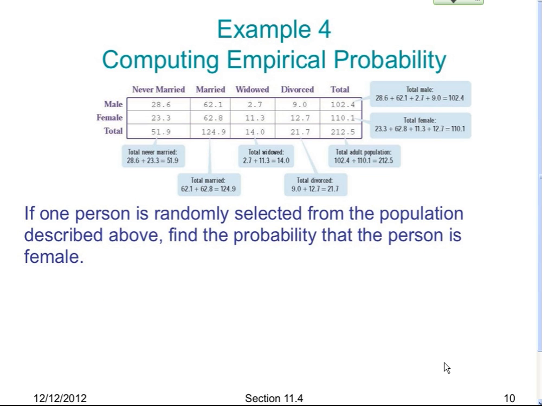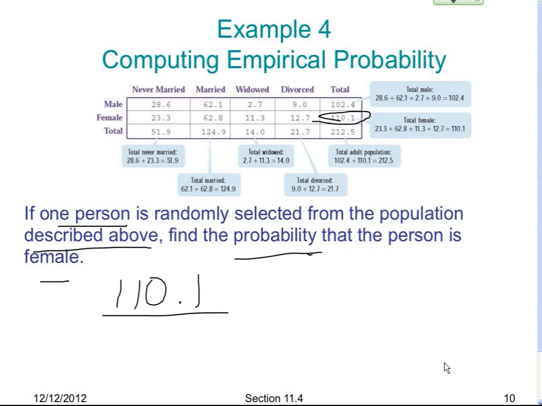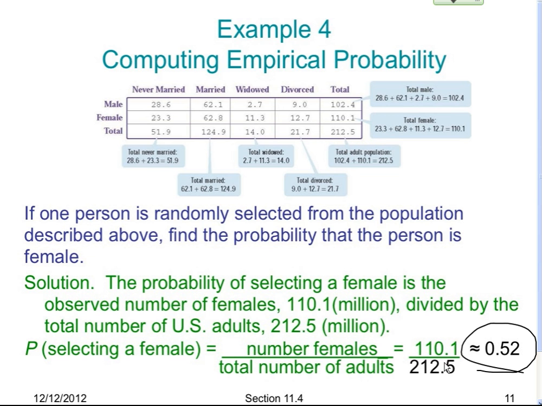If one person is randomly selected from the population described above, find the probability that the person is female. So we look for the total number of females. It's 110.1, out of the total number of people, 212.5. Notice this problem has decimals actually in the problem. This is one of the few instances when a decimal answer is preferred. The probability is approximately 0.52, or 52/100ths.